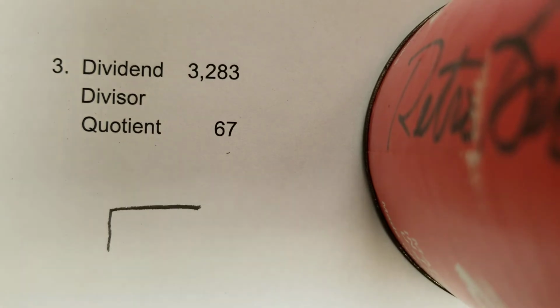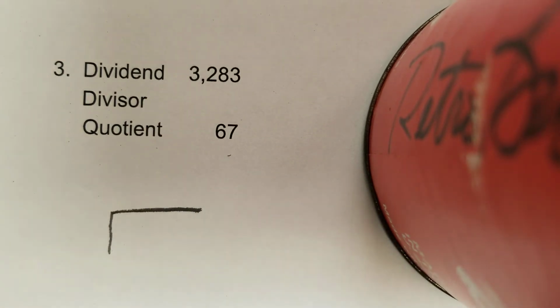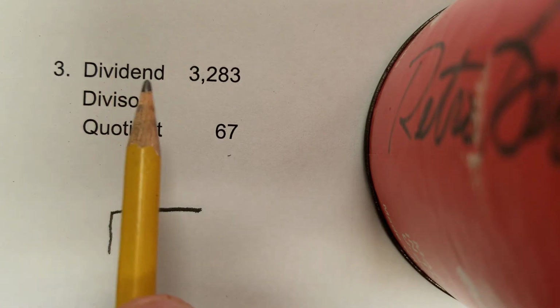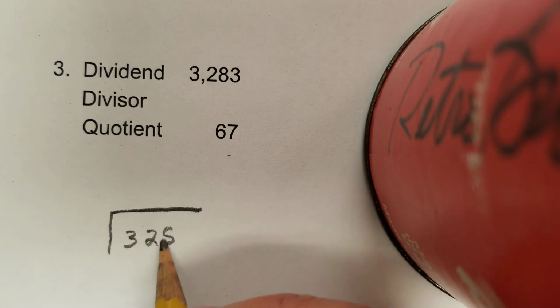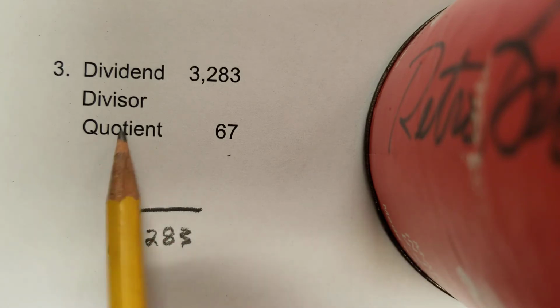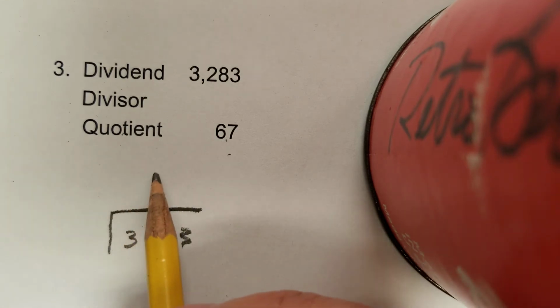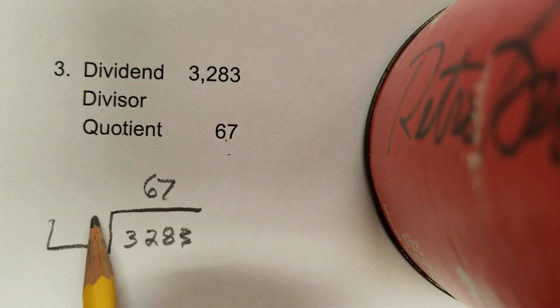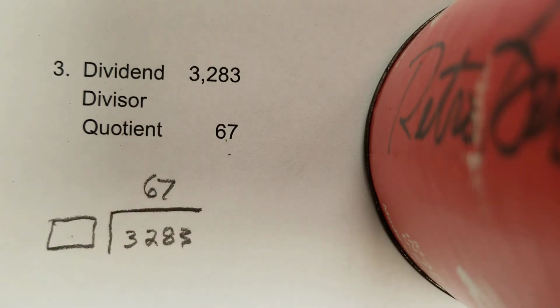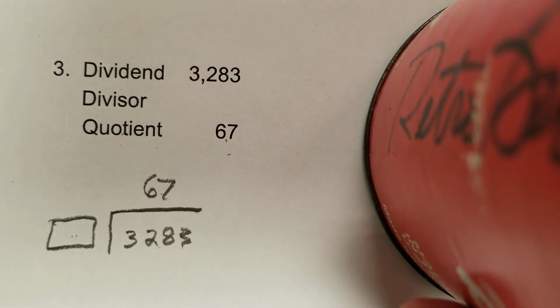This one's probably one of the harder ones for you all. We have a dividend, which is our inside number, our large group of 3283. And then we have our quotient, which is our answer, how many small groups. And so we're finding out the divisor, which is how many are in a small group. I know some of y'all know that it's 67 times something equals this. Well, that's kind of hard to do because we really don't know our 67.